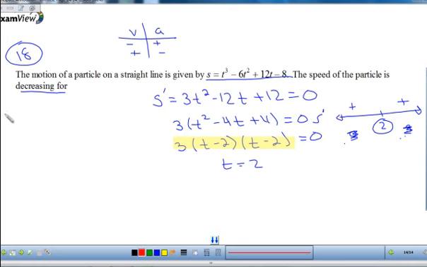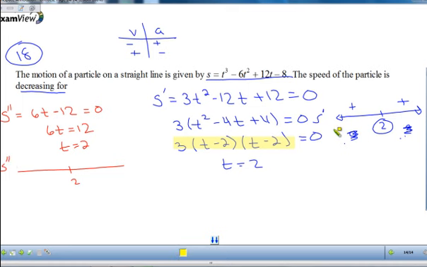Now I'm going to find the second derivative, which is acceleration. So I'm going to have 6t minus 12. So 6t is equal to 12, so t is equal to 2. Once again, I'm going to check 2, but this time I'm going to check my second derivative.